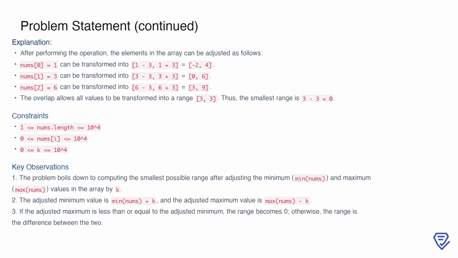In the third example, we have nums equals 1, 3, 6, and k equals 3. Here, the first element, 1, can be transformed into any value between -2 and 4. The second element, 3, can be adjusted to values between 0 and 6. The third element, 6, can be transformed into values between 3 and 9. When we examine these ranges, we find that there is a complete overlap at the value 3. All elements can adjust to fall within this overlap, resulting in a range of 3 - 3, which equals 0. This example demonstrates that overlapping ranges can lead to the smallest range of 0.